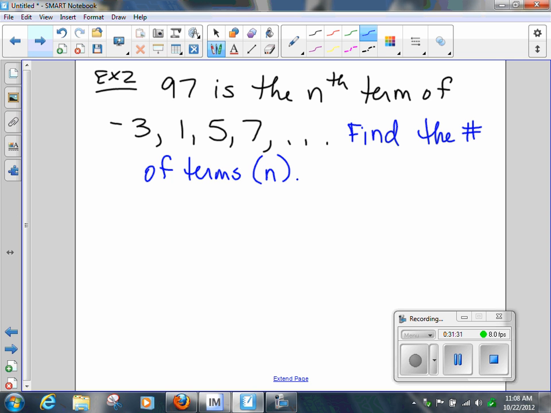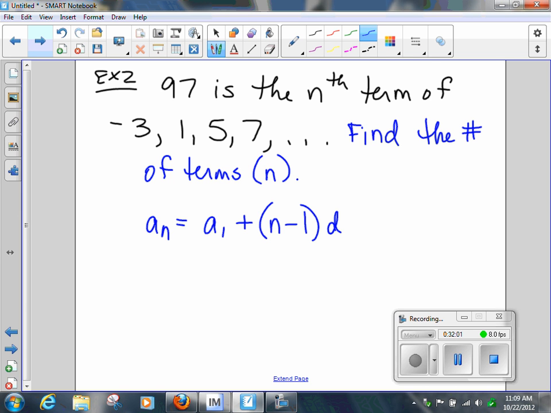Here we go. What is it going to be? What do we do? Where do we start? Start with the formula. Just start with the formula. What is the formula? a sub n is equal to a sub 1 plus n minus 1 times d. Y'all check it. I'm doing this from memory. Okay, don't let me make a mistake.